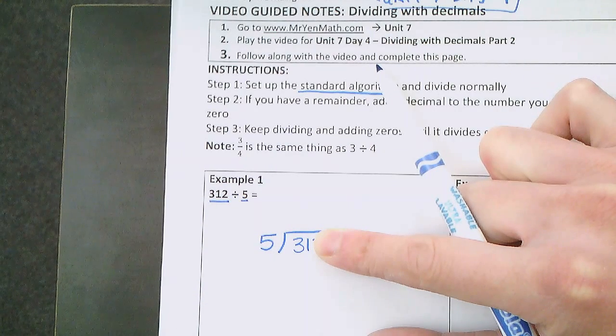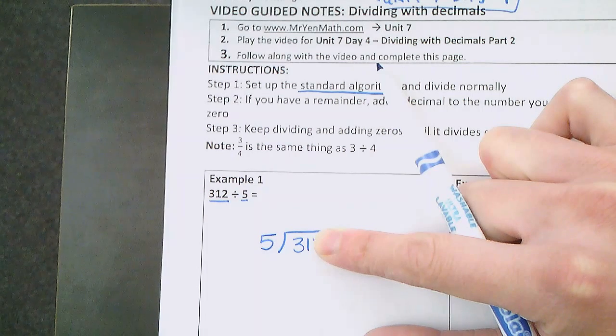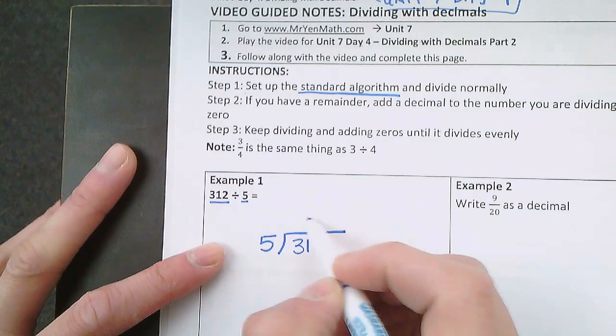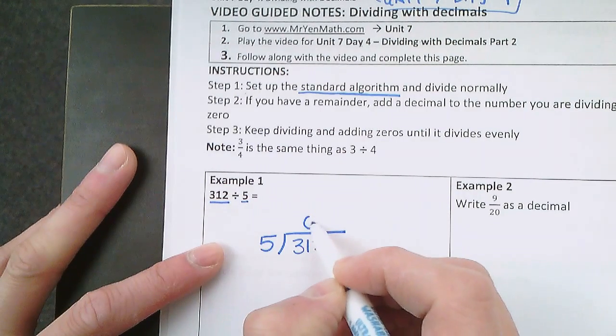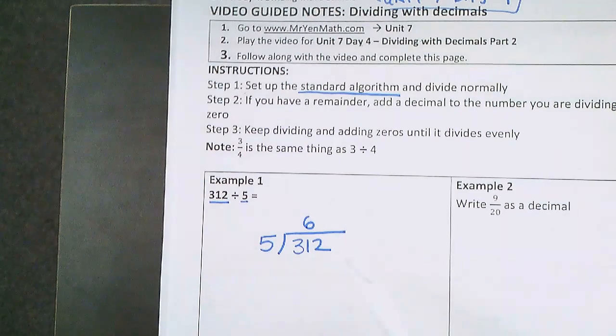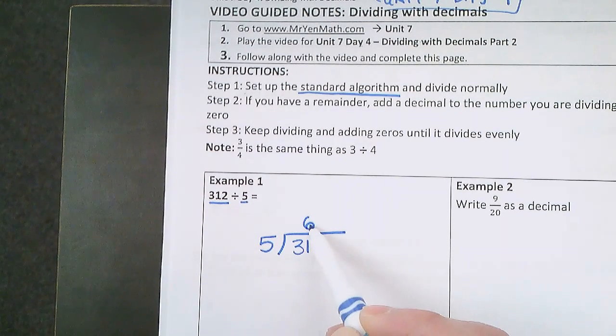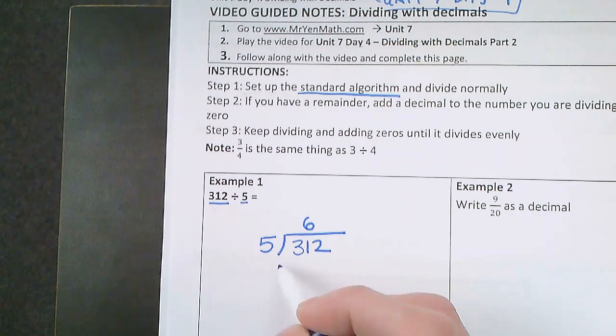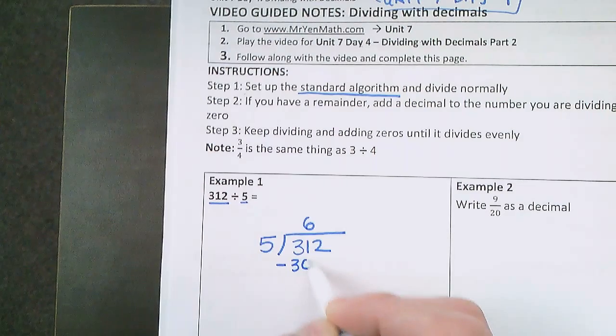Okay, well, I think 5 times 6 is 30. 5 times 7 is 35. That's too much. So it's going to be 5 times 6. So I'll put a 6 above the 1 of the 31. And it's really important that I put the 6 right on top of the 1 so we keep the place values here. And then I multiply this top number, 6, times the number that I divided by, 5. And that's 30. So I'll subtract 30 here.